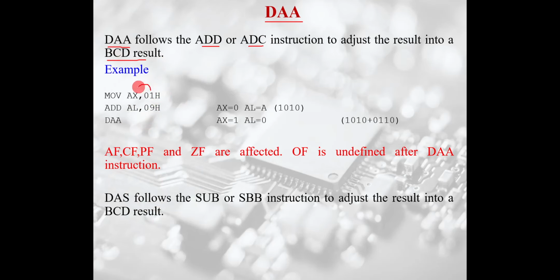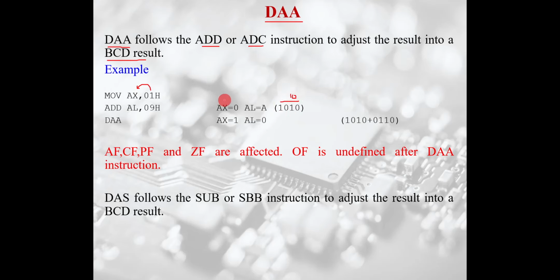I move into AX 01, and I add 9 into AL. So what would happen? Normally if I do this, the answer is 10. So 10 can be accommodated only in the AL register itself. 8 plus 0 plus 2 plus 0, so this is 10, binary 10.